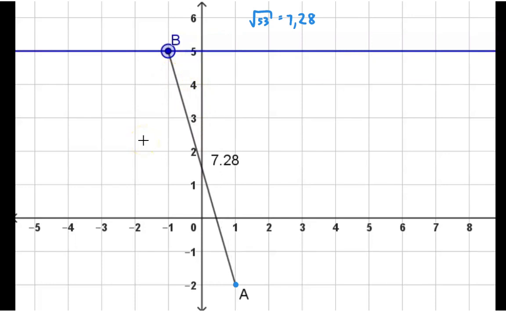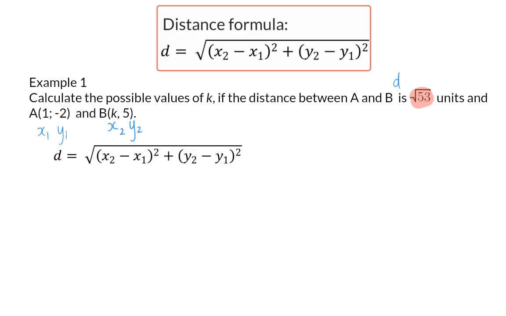But how can we use algebra to determine these 2 points instead of drawing an accurate sketch? To do this, we're going to make use of our distance formula and substitute all the given information. The distance d was given as square root 53, and on the right we substitute our coordinates starting with x2, which in our case is k, minus x1 of 1. Our y2 is 5, and then we subtract the A value y of -2.